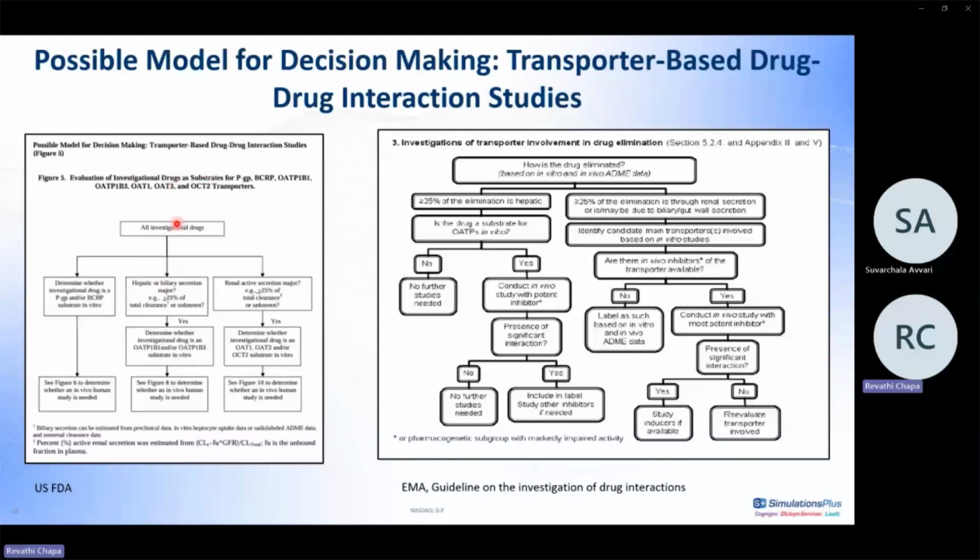So here, as you can see, this is a decision tree that is provided from the FDA side, where all investigational drugs need to be screened for PGP and BCRP. So no matter what, we need to screen if the compound is a substrate for PGP or BCRP. So when it comes to hepatic or biliary secretion, if it is more than 25% of the total clearance, then we do need to consider if it is a substrate for OATP1B1 or 1B3.